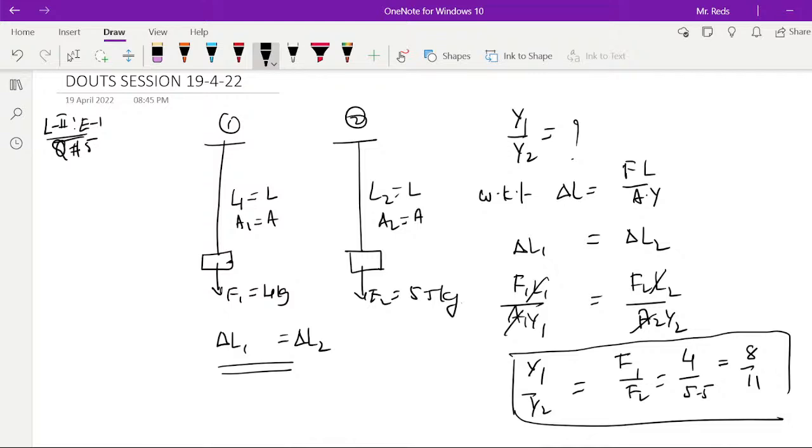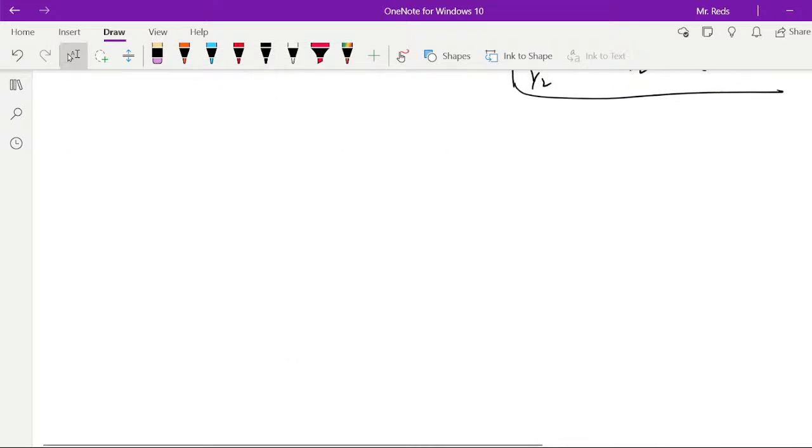That's the fifth one. Next. Moving to exercise 1. So what is given here in the sixth one?